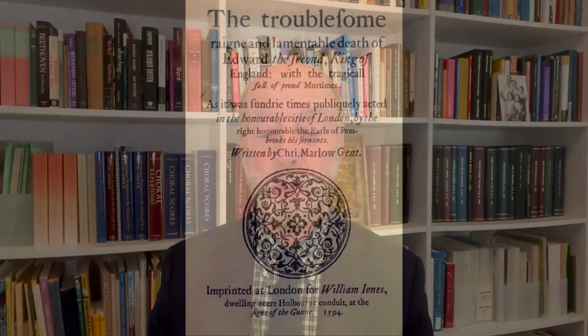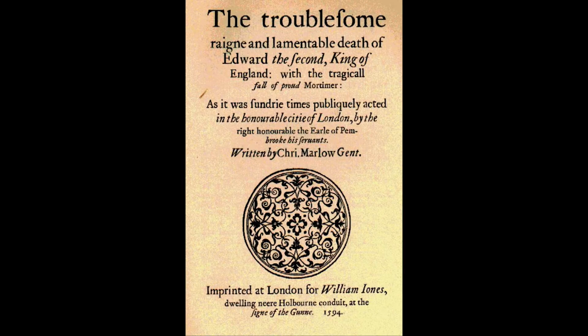And beyond the purely visual, it is important that I mention theater and the playwright in reviewing the arts of the Renaissance. And in so doing, we come to Christopher Marlowe, the contemporary of William Shakespeare, both being born in the same year, 1564. Here is a cover of Marlowe's play, The Troublesome Reign and Lamentable Death of Edward II, King of England, with the Tragical Fall of Proud Mortimer, written in 1494.